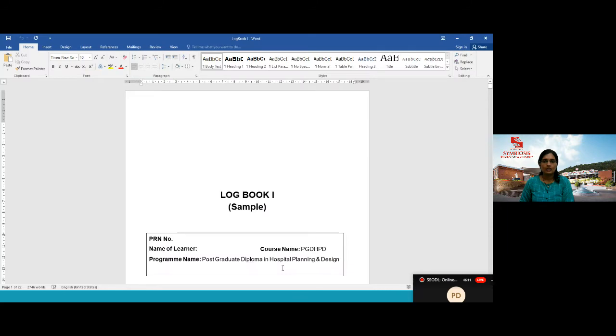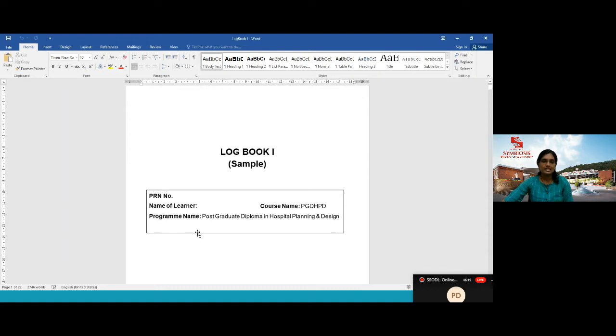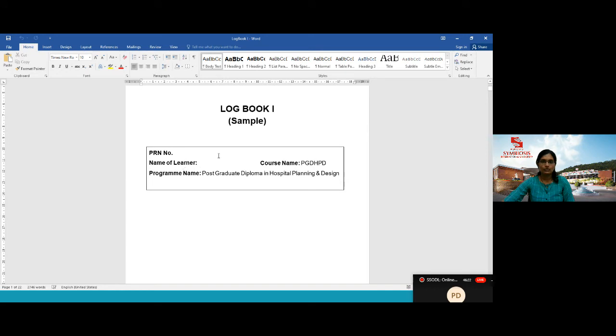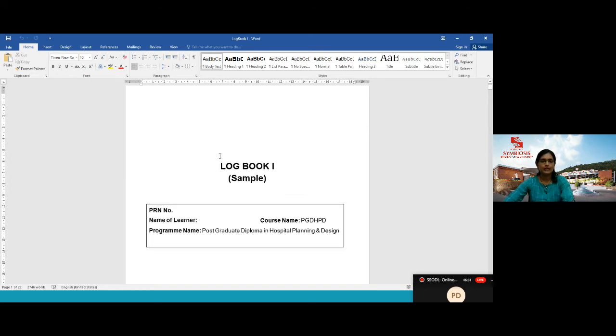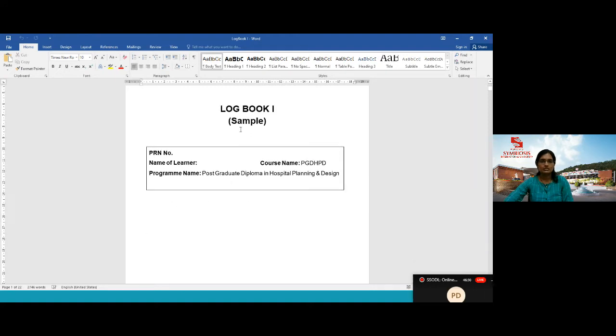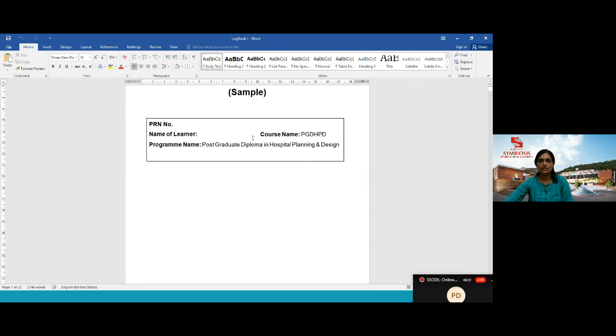Here I have taken a virtual hospital and I have prepared a sample logbook. So this will be a sample of how your report for logbook 1 will look. You will write the name of the learner, your name. The course name will come as logbook, and the program name will be whatever it is, hospital planning and design.